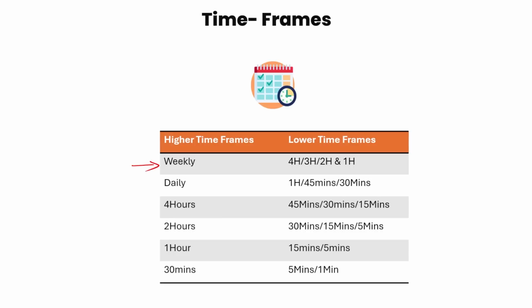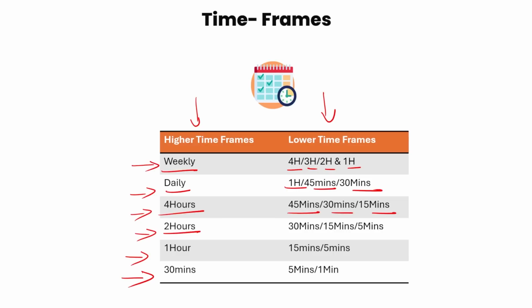We have the weekly, daily, 4 hours, 2 hours, 1 hour, and then 30 minutes. This is your higher time frame, this is the lower time frame. If you make your analysis on the weekly, this is your lower time frame. Daily: 1 hour, 45 minutes and 30 minutes. 4 hours: 45 minutes, 30, 15 minutes. 2 hours: 30, 15 and 5 minutes. 1 hour: 15, 5 minutes. 30 minutes: 5 minutes and 1 minute.